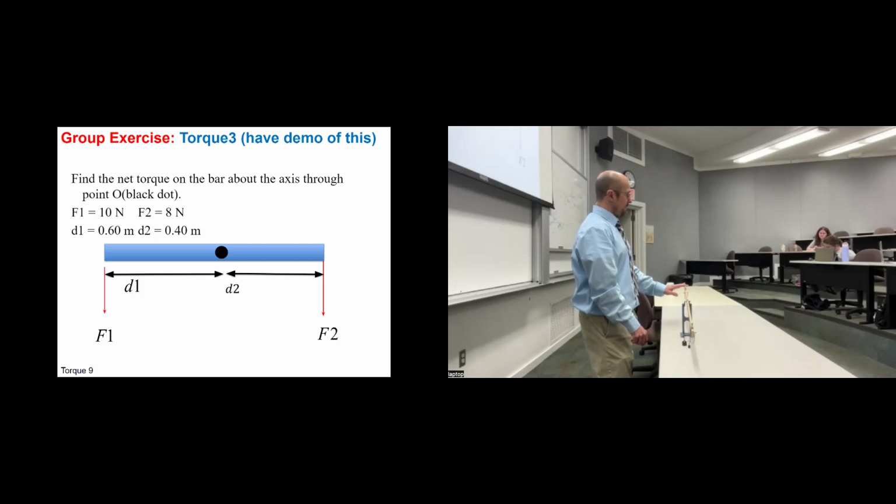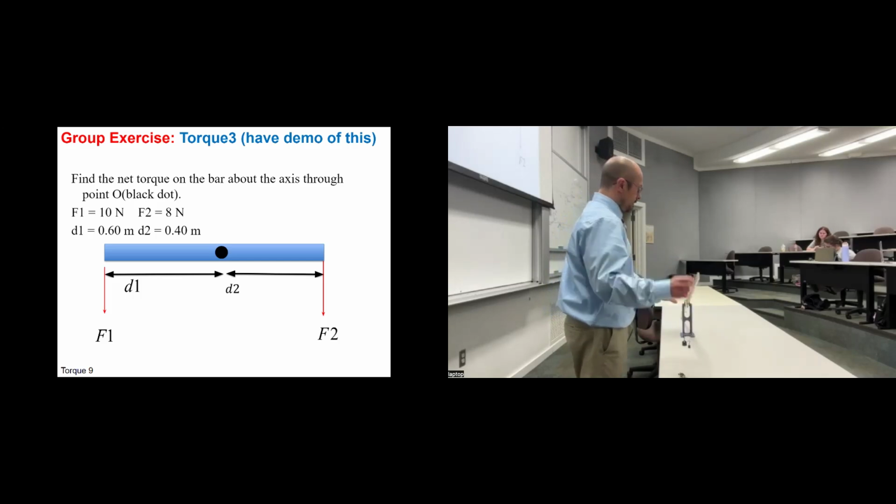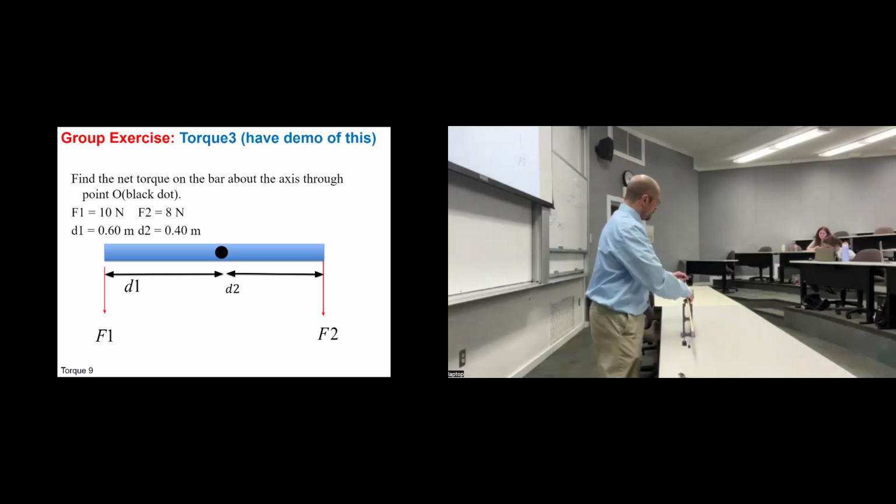What is pulling down on the little hangers? Gravity. So weight. The weight of the hangers themselves is causing the rotation. Take off the hangers just momentarily. And we balance this.